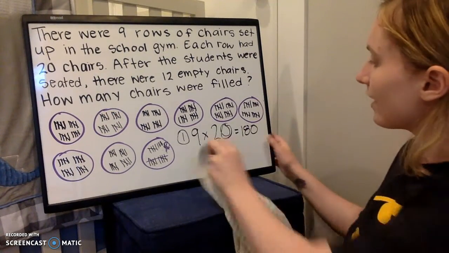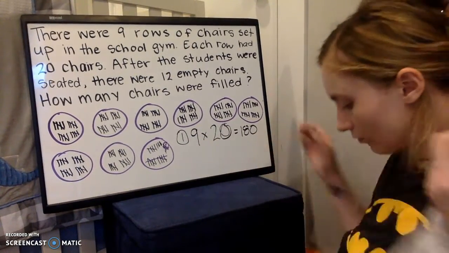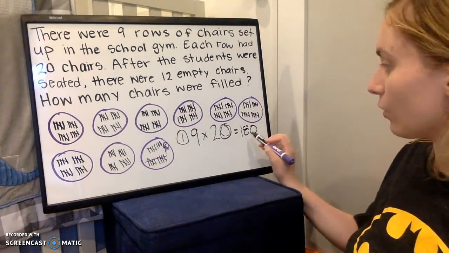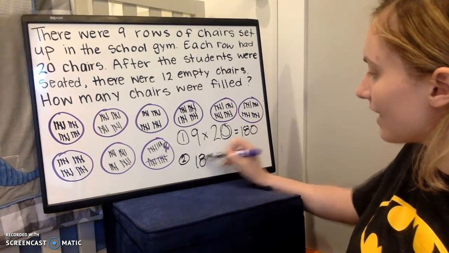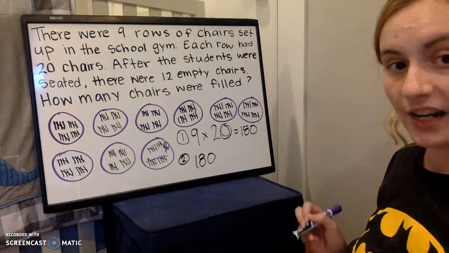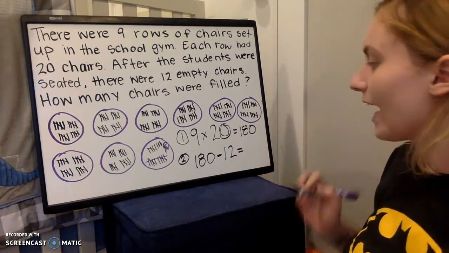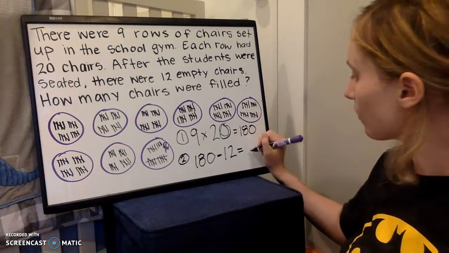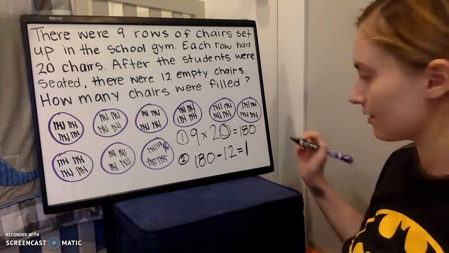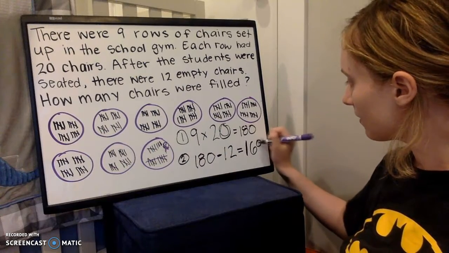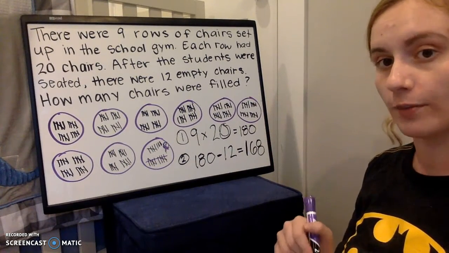And I'm going to erase this right here so that I can write my second step. My second step was I took 180, so step 2. I took 180 chairs, right? And I subtracted those 12 empty ones. And 180 minus 12 is just 100, and then 80 minus 12, which is 68. So my answer is 168 chairs are full.